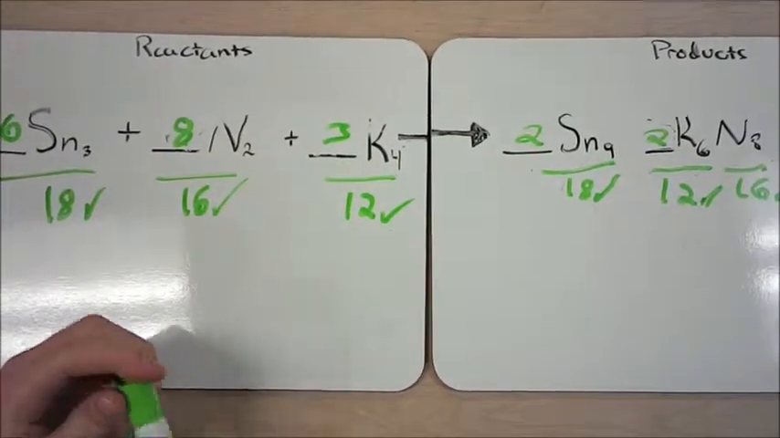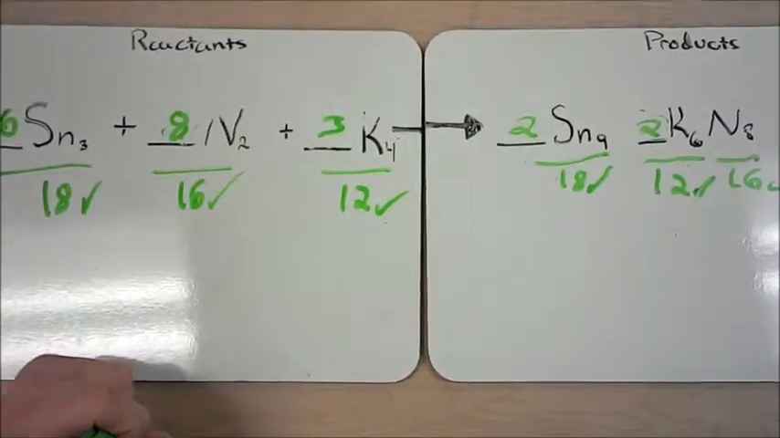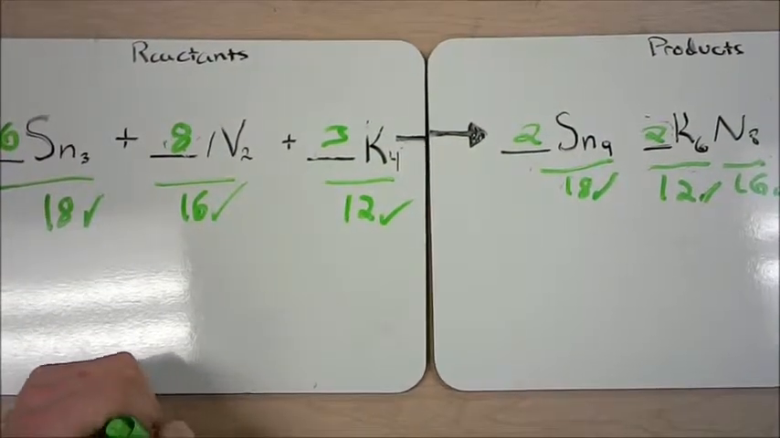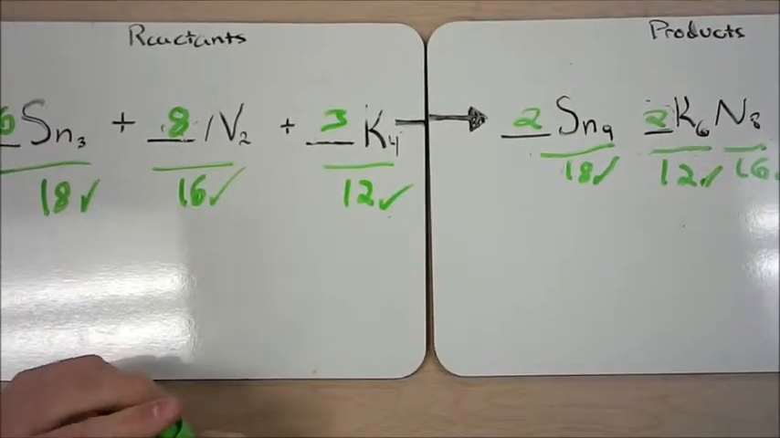But just remember that you can't multiply by a decimal for your final answer. Every coefficient has to be multiplied by 2.